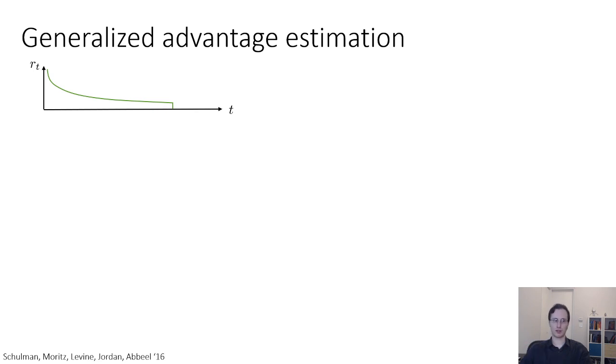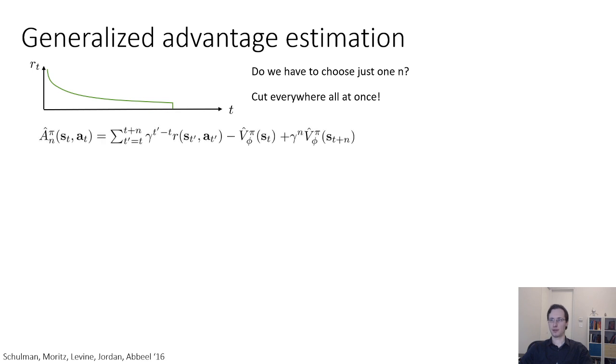Now, the last trick that I'm going to discuss is a way to actually generalize the n-step return estimator and construct a kind of hybrid estimator that uses many different n-step returns. So, do we have to choose just one n? Do we have to make this hard slice at a particular point in time? What if we want to construct all possible n-step return estimators and average them together?